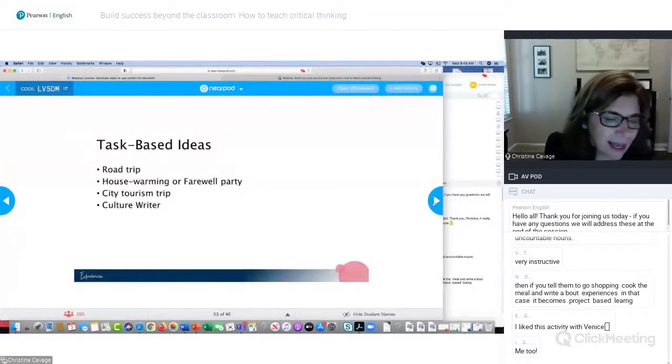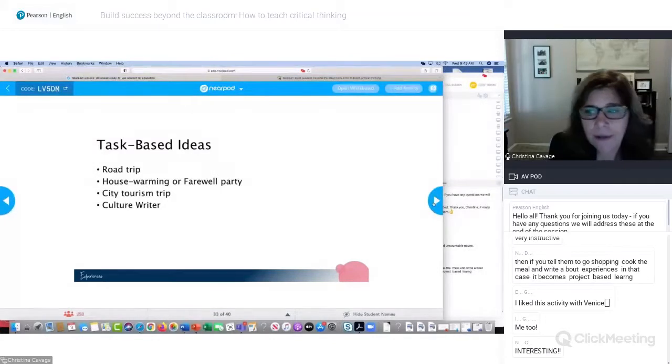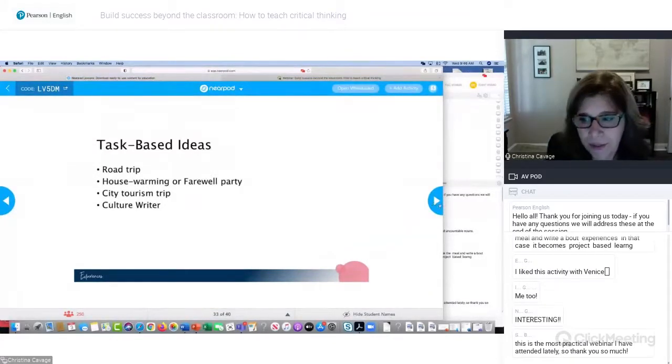Okay, planning a housewarming or farewell party, planning a city tourism trip. So we are the tourist company of Orlando. Where do we think our visitors should go? With that, this can even be turned into a project base where they develop a brochure and all kinds of good stuff. Or maybe they become culture writers.